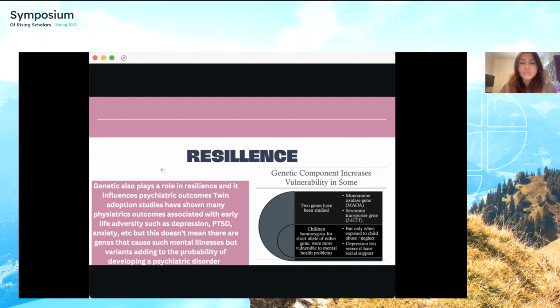So if a child has gone through childhood maltreatment, building resilience after the maltreatment, such as having a great support system, can actually cause the child to not have as extreme effects of the psychiatric illnesses. And also genetics: the genetic component can increase or decrease the vulnerability in some cases.